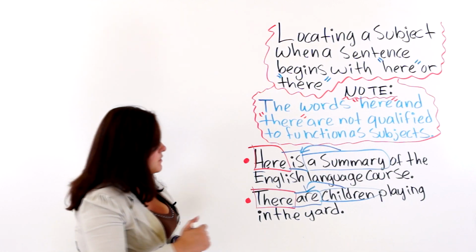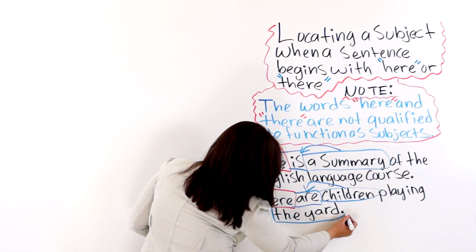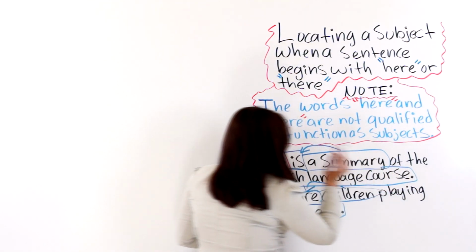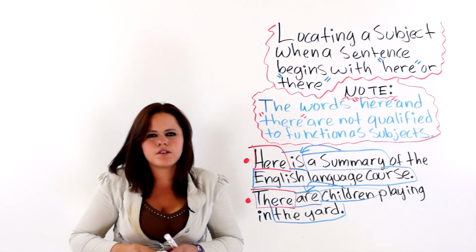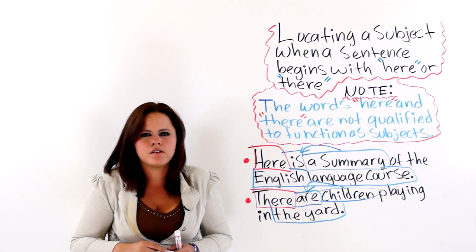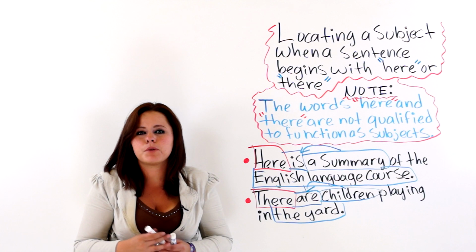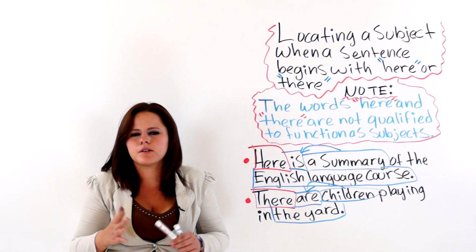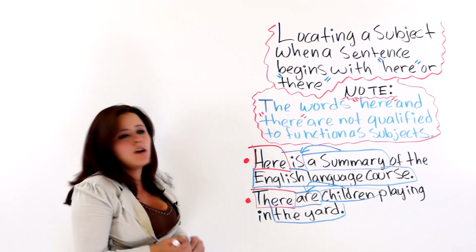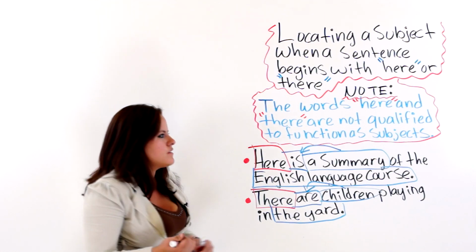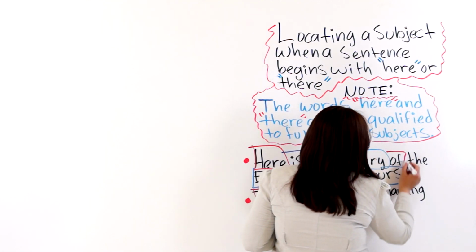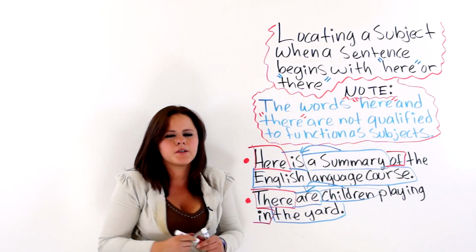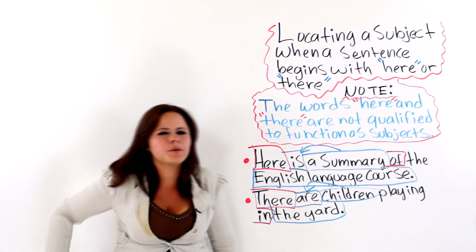Okay, one more time. Why can't this here and this here be the subjects? Because they are part of a prepositional phrase. And you will never ever find a subject of a verb in a prepositional phrase. How do we know these are prepositional phrases? Because they come after prepositions: of, in.